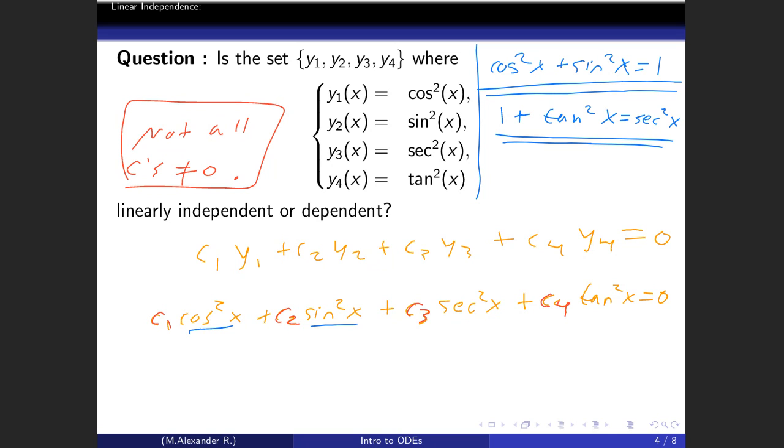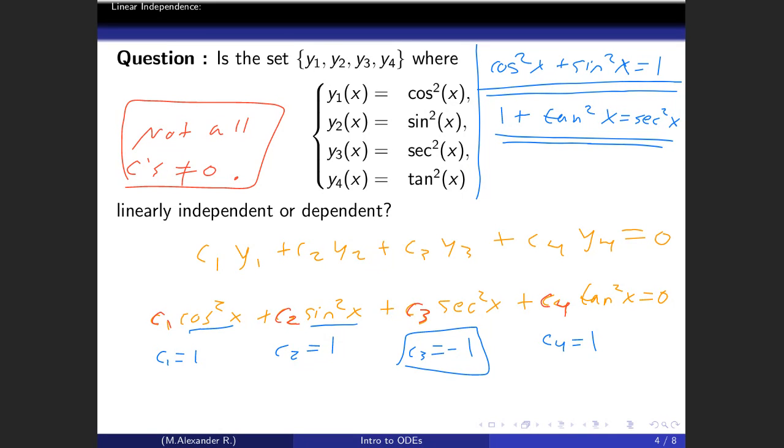Suppose that c1 is equal to 1, c2 is equal to 1, and c4 is equal to 1. So what does c3 have to be? Think about it. What does c3 have to be? It's -1. Let me write it out, and then you'll see what I mean by that. Let me write this in gold.